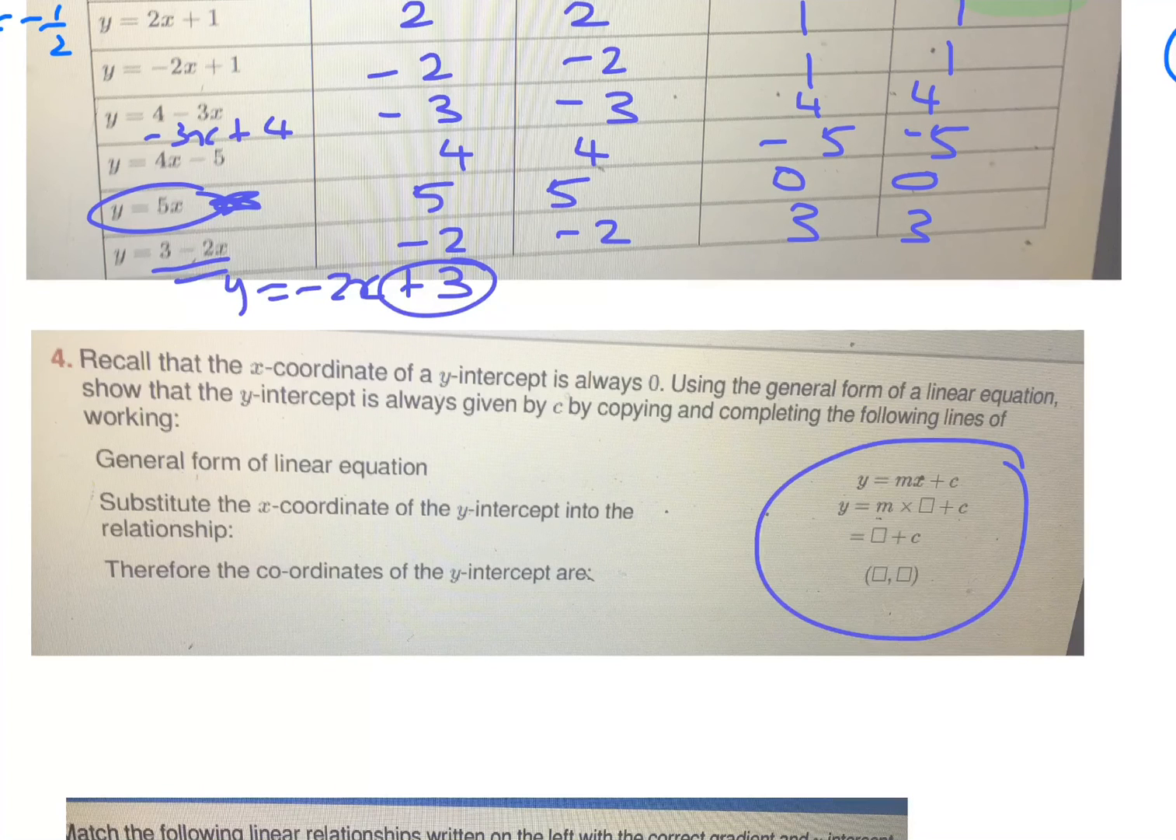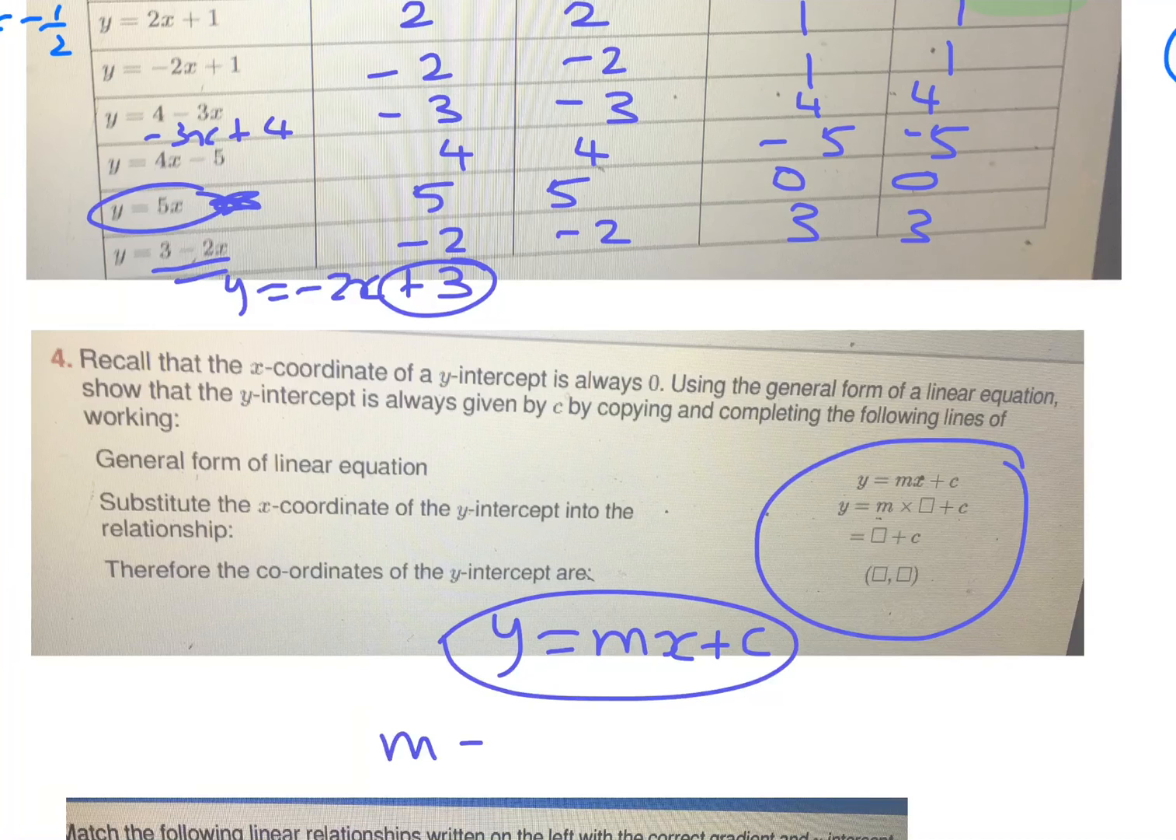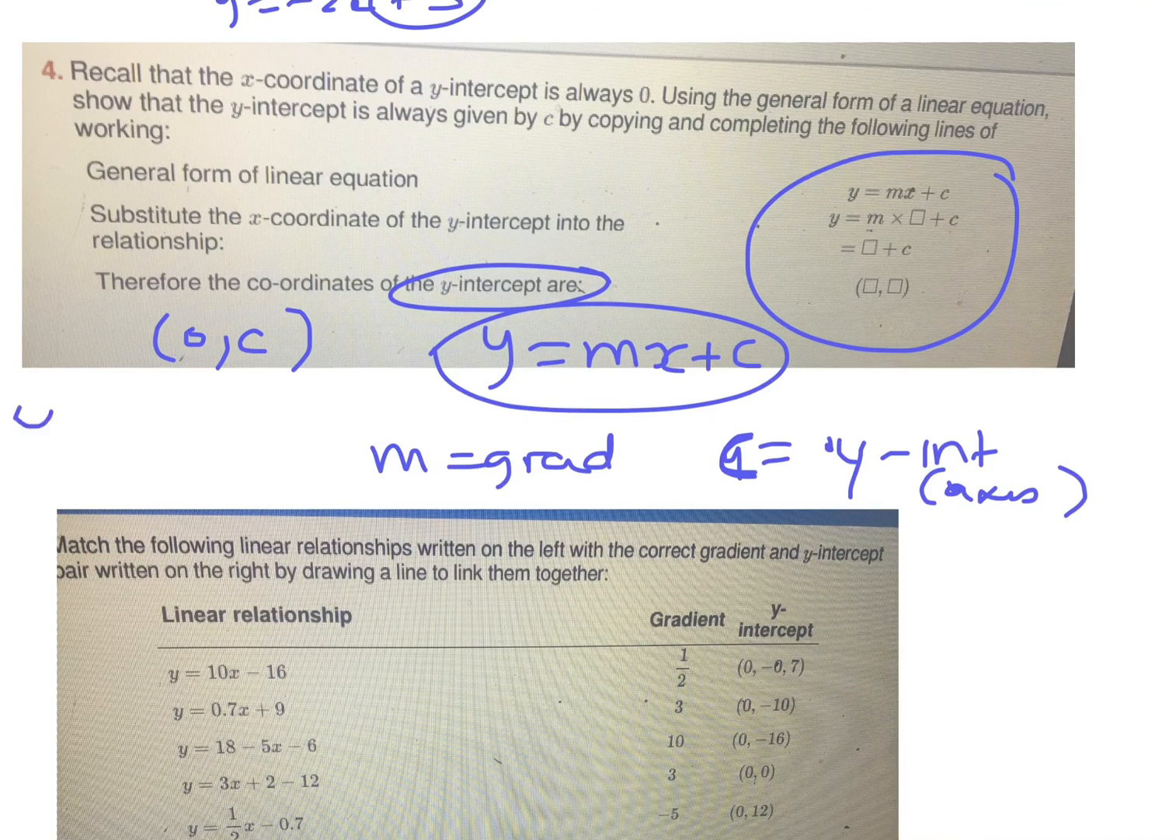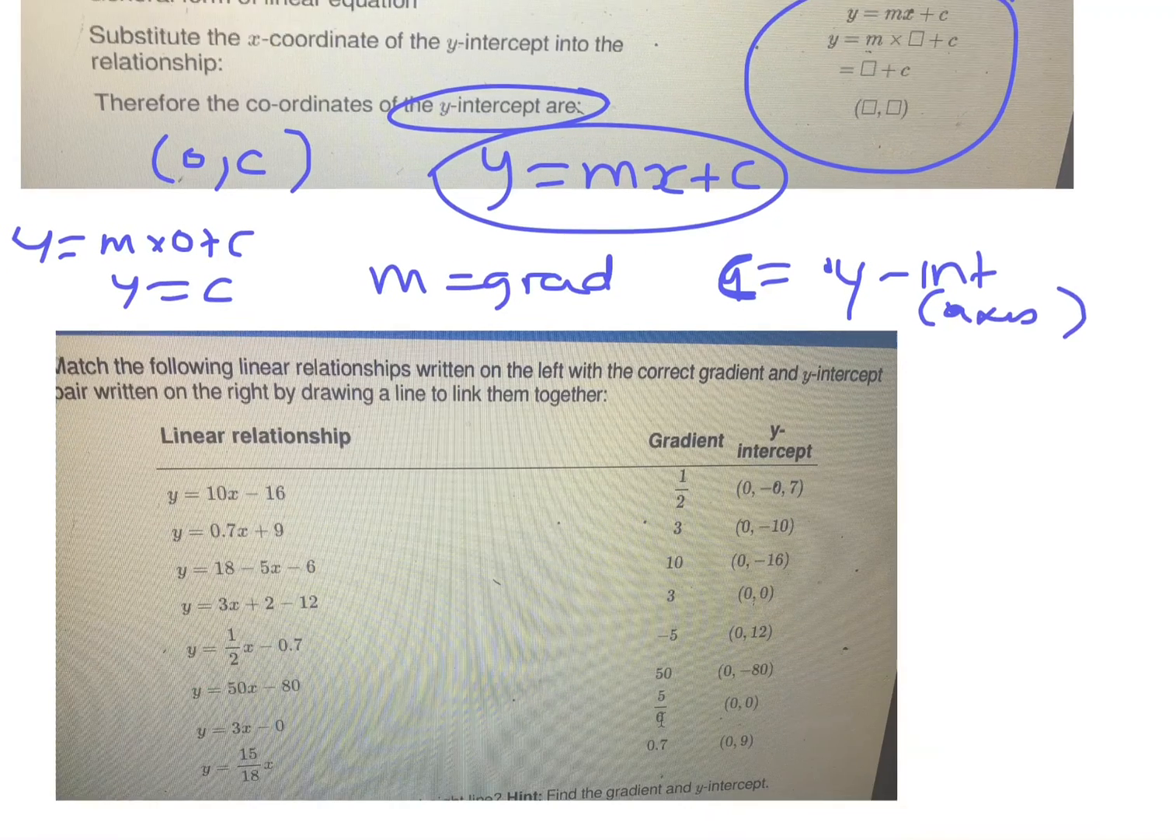Okay, so a linear equation can be written in the form of y equals mx plus c. m will be your gradient, and c will be your y-intercept, or where it cuts the y-axis. Therefore, the coordinates of the y-intercept are (0, c). That's because when you put in 0, you get m times 0 plus c, so m times 0 is 0, plus c.